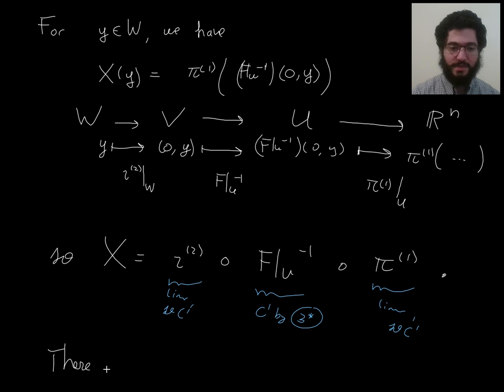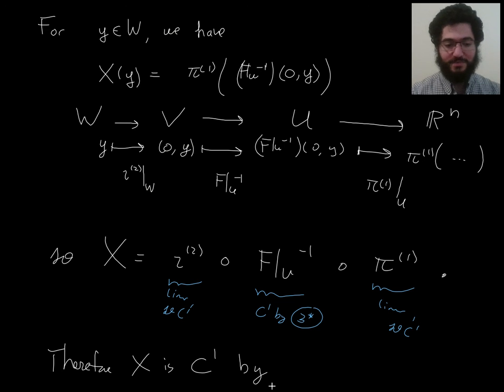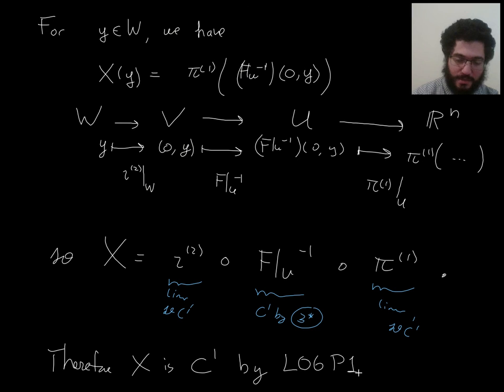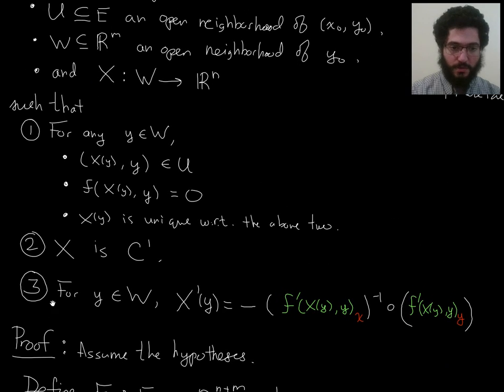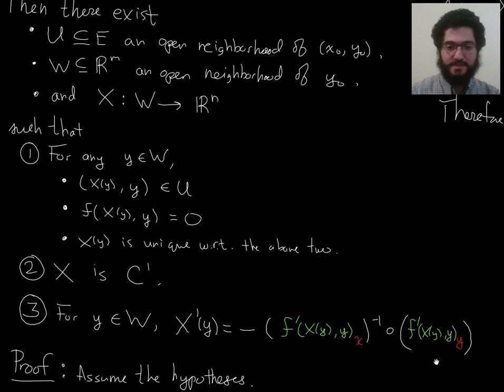I think we did this in a previous lecture. Therefore, x is C1 by, let me pause and find the lecture reference. Got it. It's lecture 6, part 1. That's where we prove the composition of C1 functions is C1. Okay, so that's it for proving that x is C1. Next, we will go here and prove number 3, that if you want to know the derivative of f, then it's given by this funny looking formula.